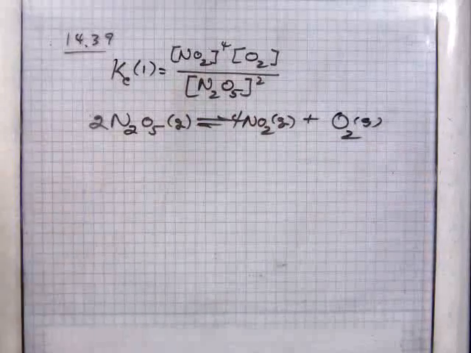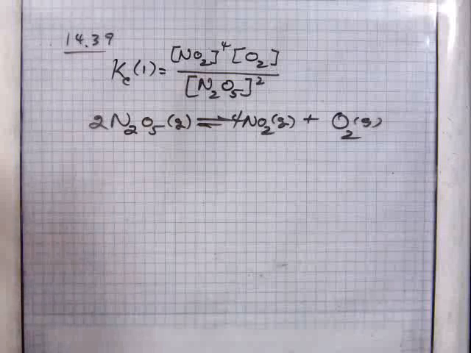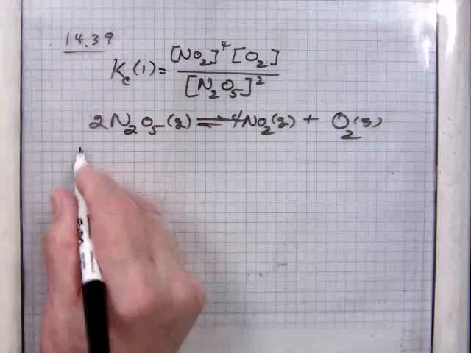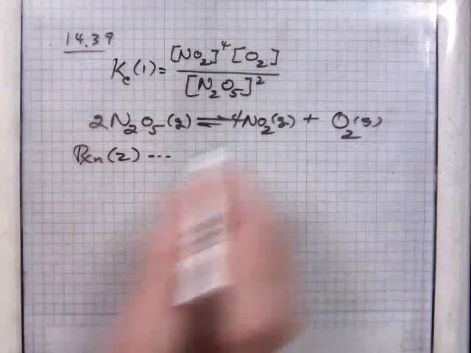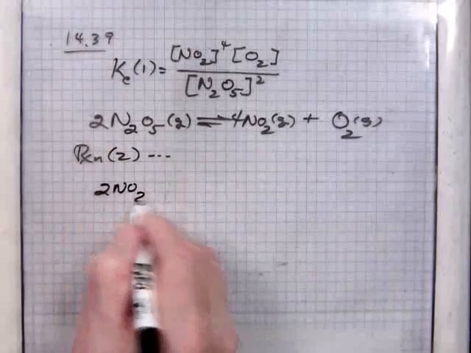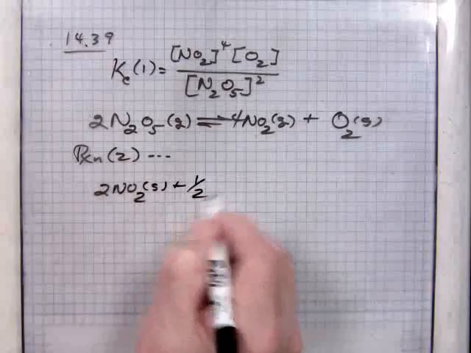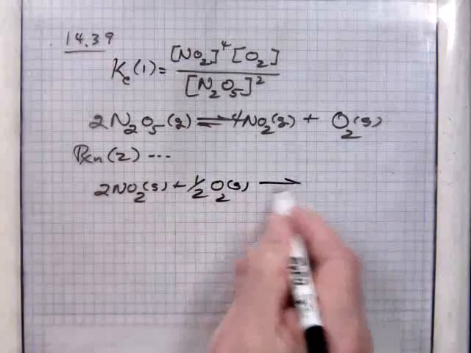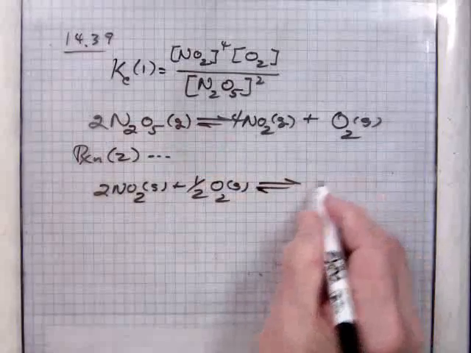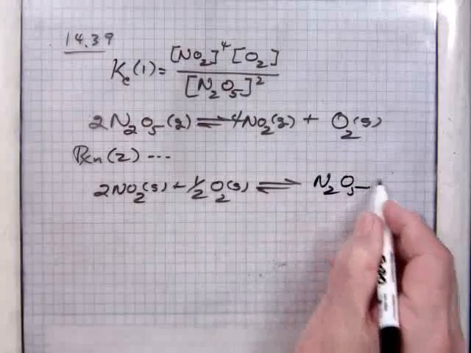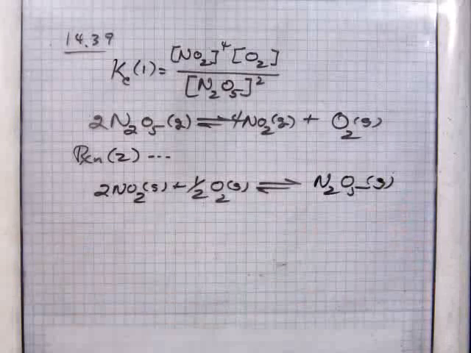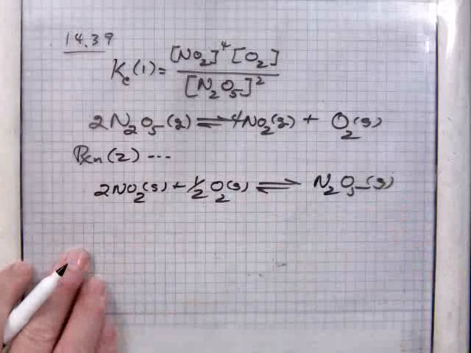Now, the question asks us what happens to the equilibrium expression if we reverse it and cut it in half. So, reaction 2 would be half of 4, it's 2NO2 in gas form, plus 1/2 O2 in gas form, equilibrium of N2O5 in gas form. So there's your reaction number 2 reversed and cut in half.